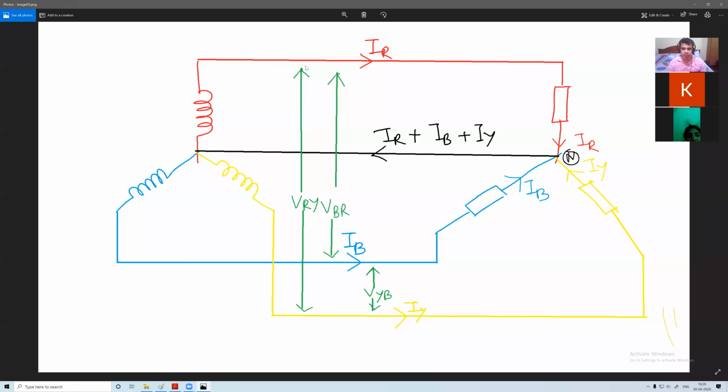The line voltages between any two lines are shown in green. VRY between red and yellow, VBR between blue and red, and finally VYB between yellow and blue. Similarly, current flowing as shown here, IR, IB, and IY. So by Kirchhoff's law, the current flowing through the black neutral wire would be the sum of these three. Right? Up to this is fine, right?